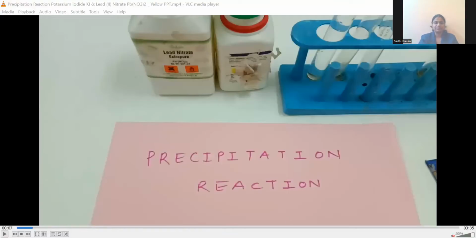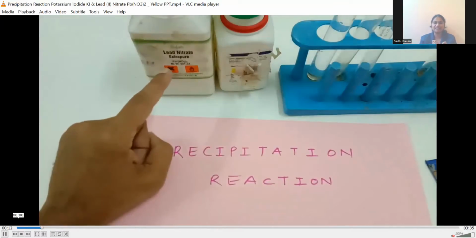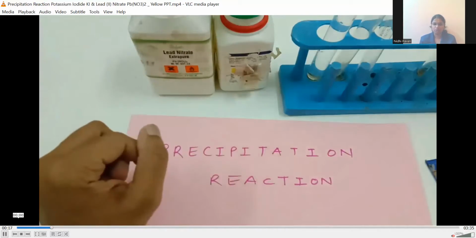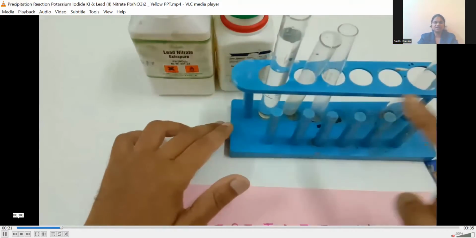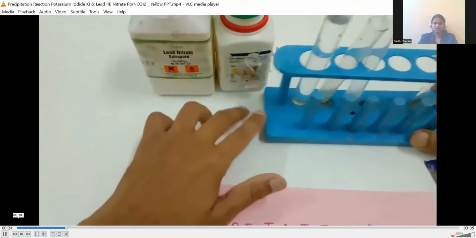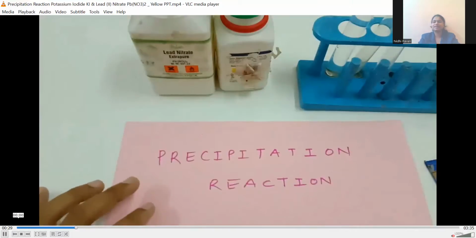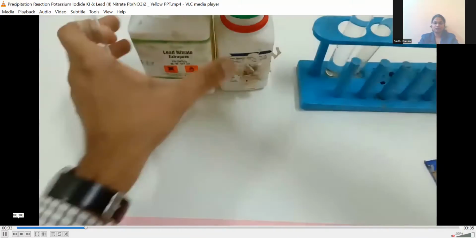So here, observe this activity. Here, they took 2 test tubes, and they took the chemical lead nitrate, and they also took potassium iodide. Lead nitrate and potassium iodide, both are the chemicals they took, and they took certain test tubes. Now they are preparing the lead nitrate solution as well as the KI, that is potassium iodide solution. So let us see how they will take.